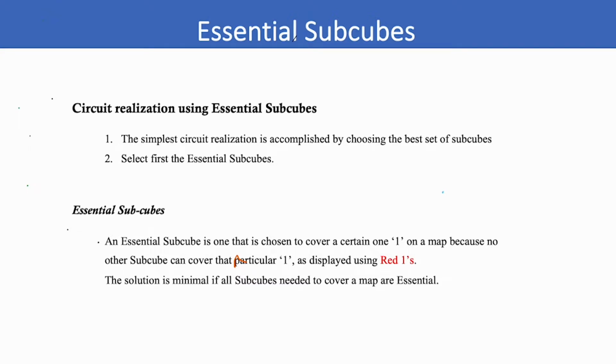Okay, now we're going to talk about something called essential subcubes. So how do we know we have a minimal solution? And then, in fact, how do we know if we have a unique minimal solution? Unique meaning that's the only minimal solution that there is. Well, we're going to introduce the concept of essential subcubes, which says that there's only one way you can cover certain ones in the map. And if that is the only way you can cover all the ones in the map, then you only have essential subcubes, and therefore it's a unique minimal solution.